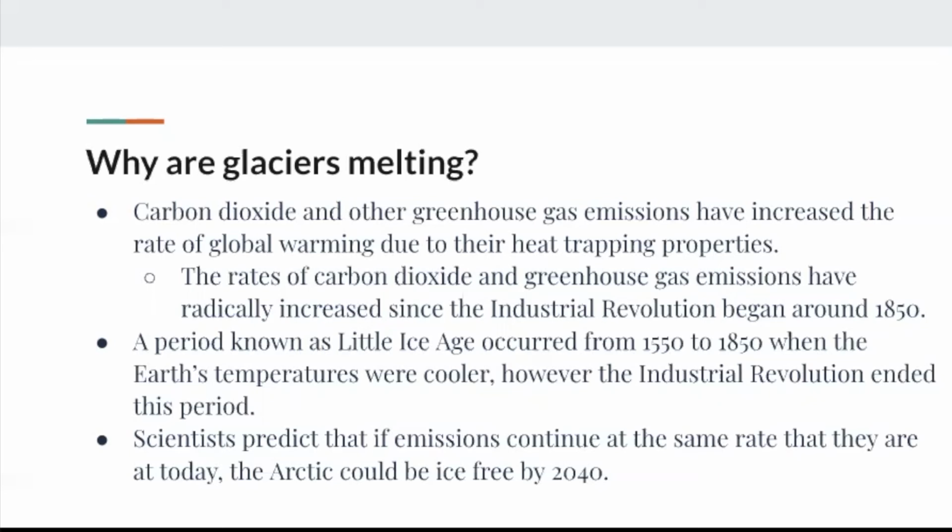However, the Industrial Revolution, which started in 1850, ended this period of the Earth being colder. Scientists predict that if emissions continue at the same rate as they are today, the Arctic could be ice-free by 2040. And as we've mentioned in previous lessons, this is about 2.3% of the world's water in gallons. And so all of this water being displaced has to find a way, and it creates some issues if the glaciers keep melting.